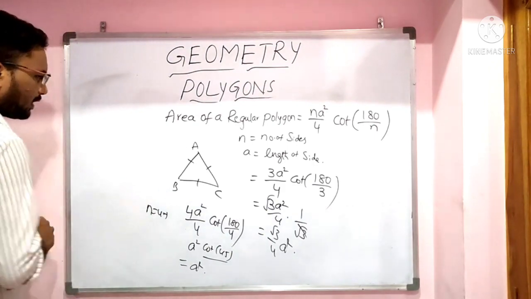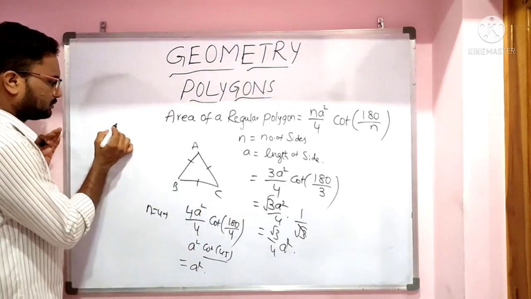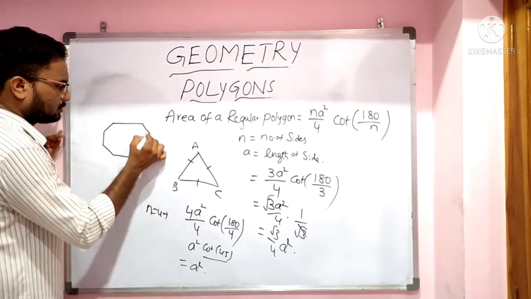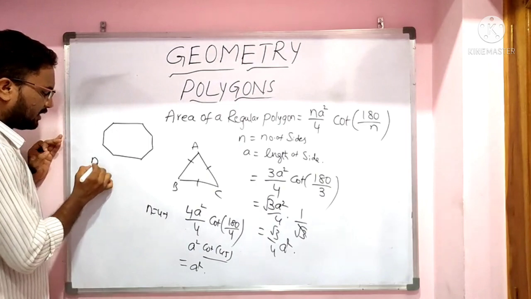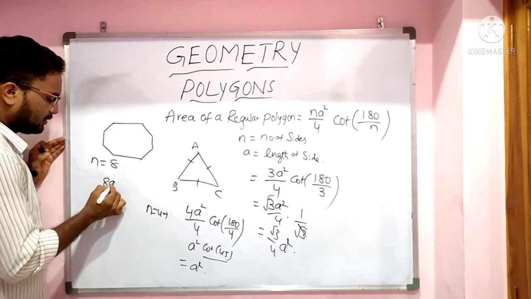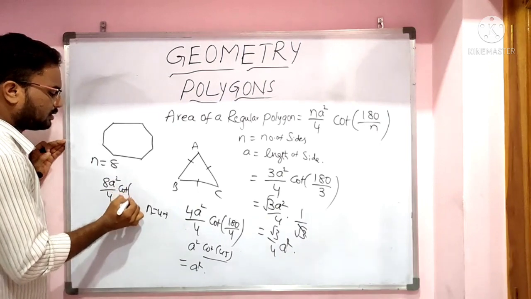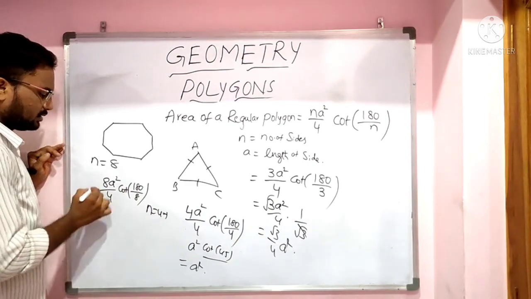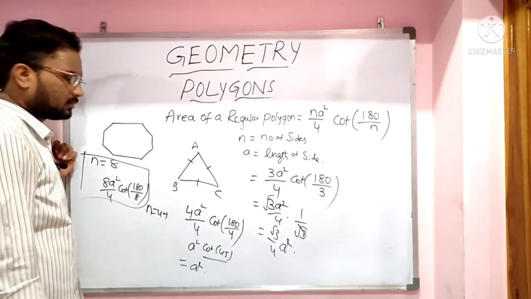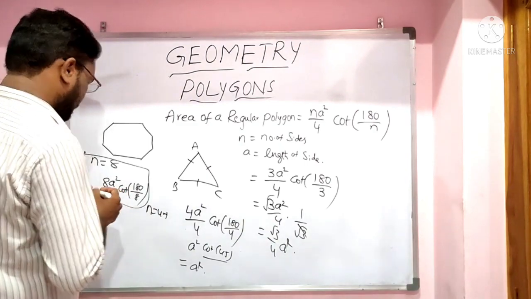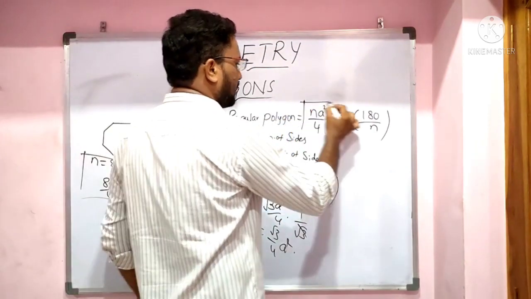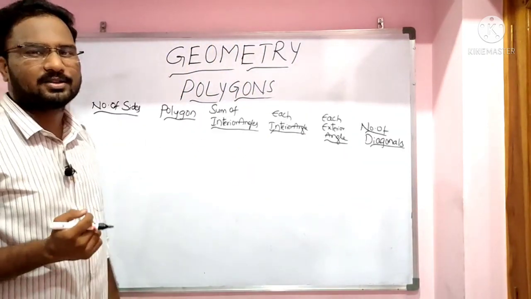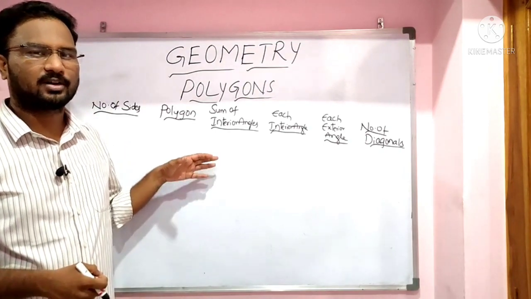And if I take an octagon, so if n equals 8, then area equals 8 into a squared by 4 into cot(180 by 8). This is the area of a regular octagon. So this is the formula for the area of a regular polygon, n a squared by 4 into cot(180 by n). Let us summarize all the points we have discussed so far in a table.